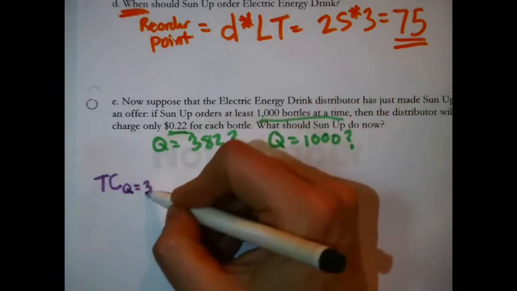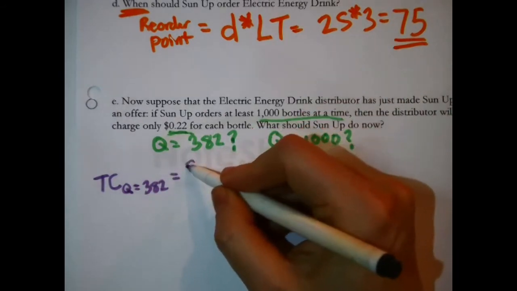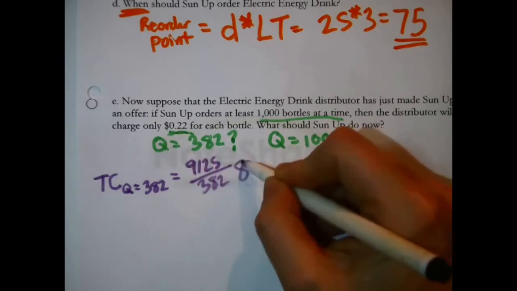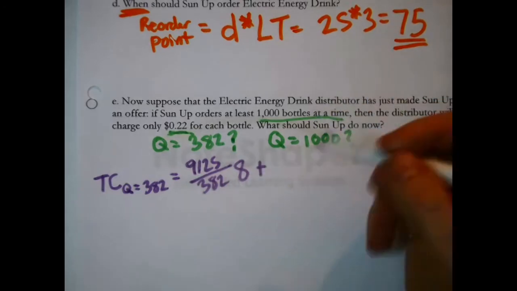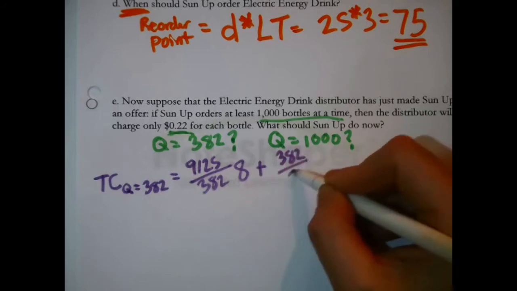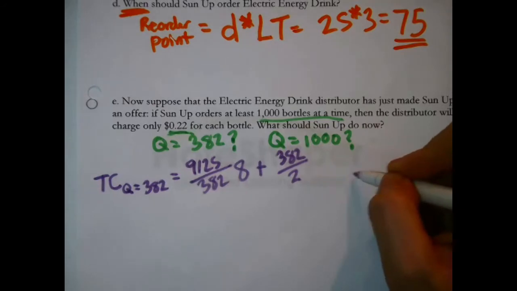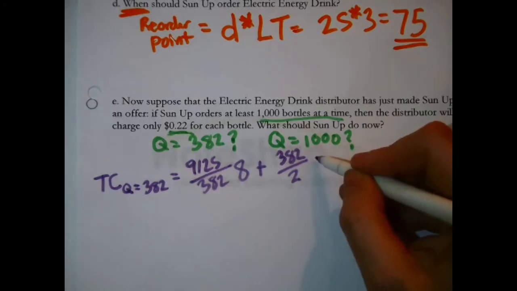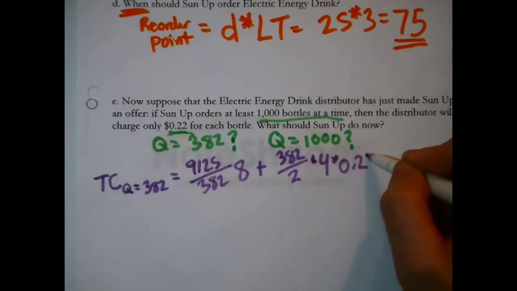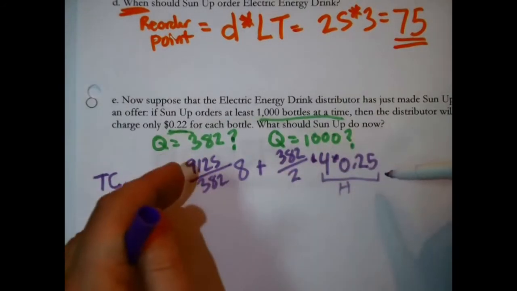The total cost of ordering at 382: well, you would still say D divided by Q, which is 9125 divided by 382 times 8. That's the ordering cost. You would still say Q divided by 2, so that's 382 divided by 2 times the holding cost, or H, the cost of one unit in inventory for a year, which would be, how was that calculated? 4 times the price. That was our H. You say, yeah, well, wait a minute, we did that before, and that's where you get the 382 back. Yes, true.